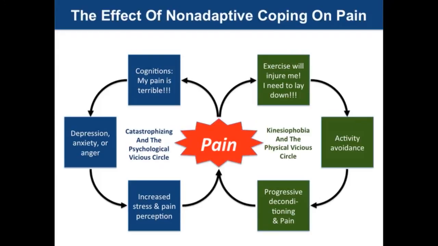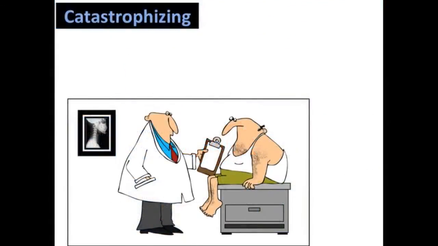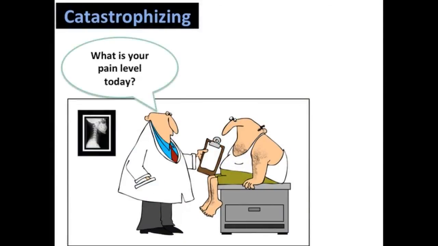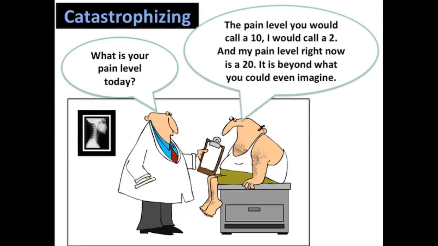So let's think about conversations between Bob and Dr. Cutter. And this is a catastrophizing situation, and Dr. Cutter asks Bob, so what's your pain level today? And Bob says, the pain level you would call a 10, I would call a 2. And my pain level right now is a 20. It's beyond what you could even imagine. So sometimes people describe their pain in such catastrophized ways that it's really dysfunctional.